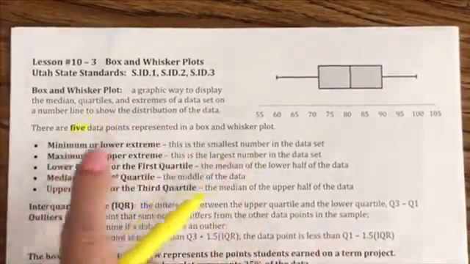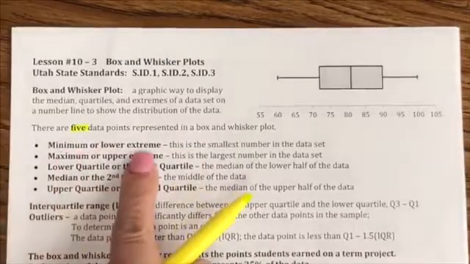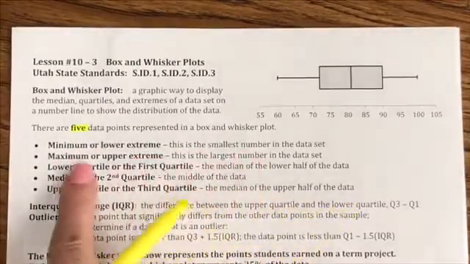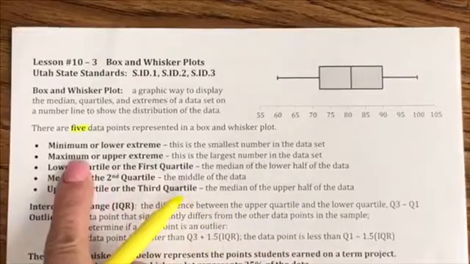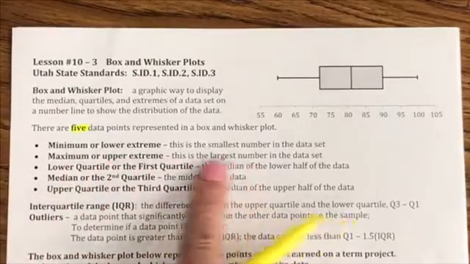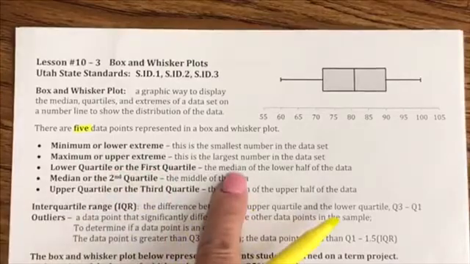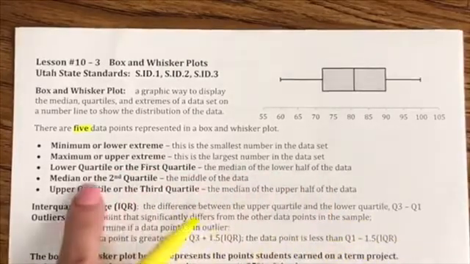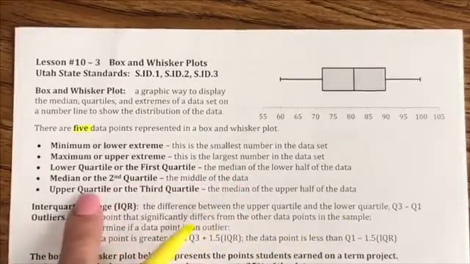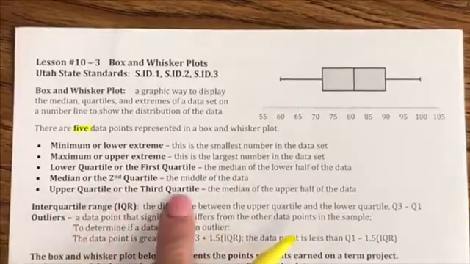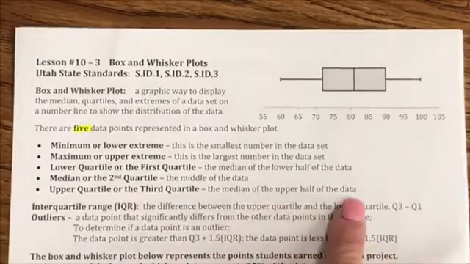The first one is called the minimum or lower extreme. This is the smallest number in the data set. We have a maximum or upper extreme. This is the largest number in the data set. The lower quartile or first quartile. This is the median of the lower half of the data set. We have the median or second quartile. This is the middle of the data. We have the upper quartile or third quartile, and this is the median of the upper half of the data.